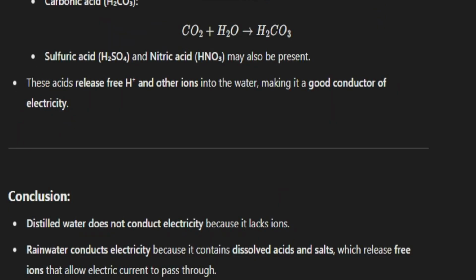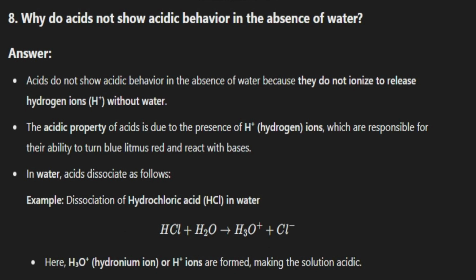Conclusion: distilled water does not conduct electricity because it lacks ions. Rainwater conducts electricity because it contains dissolved acids and salts, which release free ions that allow electric current to pass through. 8. Why do acids not show acidic behavior in the absence of water?